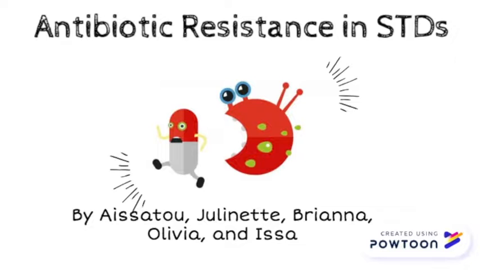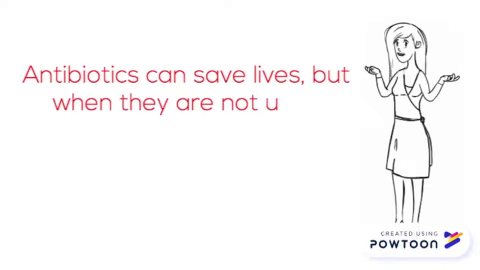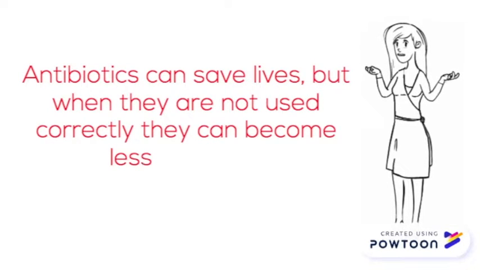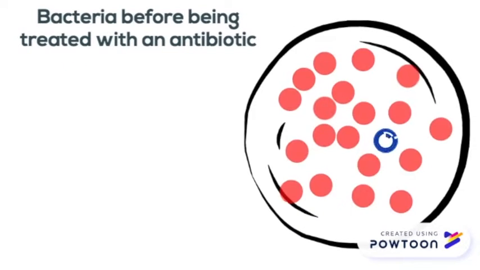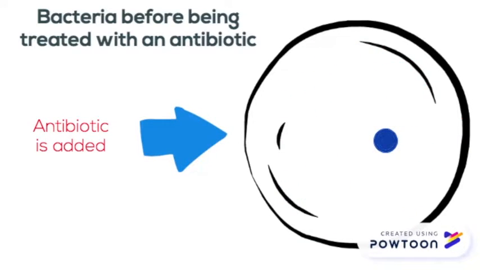Antibiotics are used to treat infections caused by bacteria. They work by inhibiting the growth of or destroying the bacteria. Antibiotics can save lives, but when not used correctly, they can become less effective. Antibiotic resistance occurs when bacteria change in some way that reduces or eliminates the effectiveness of drugs.